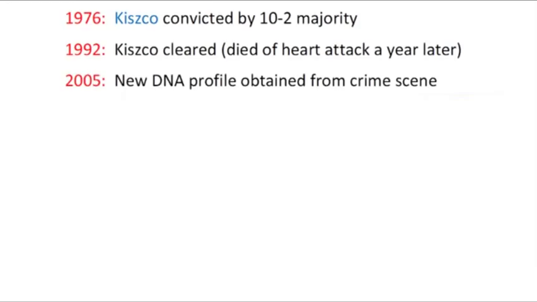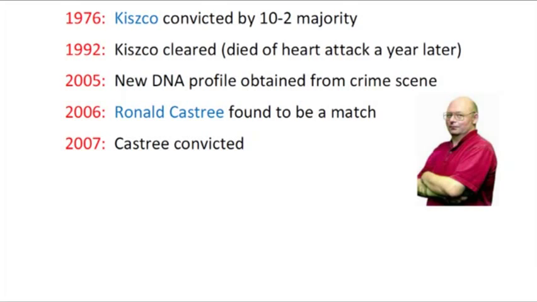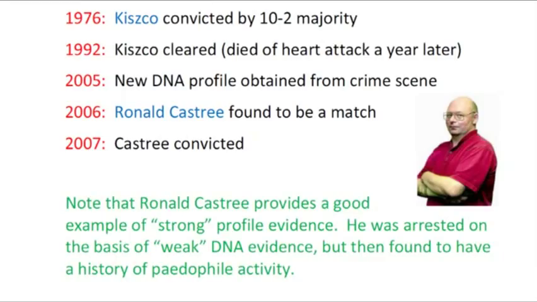Then, in 2005, advances in DNA technology allowed a profile to be taken from the crime scene, and this was added to the national database. And then, by a remarkable coincidence, just a year later, Ronald Castry, on being arrested for a crime of which he turned out to be innocent, was found to be a match. Note that the DNA evidence in this case is weak DNA evidence, because at the time of the match there was nothing else to link Castry to that earlier crime.